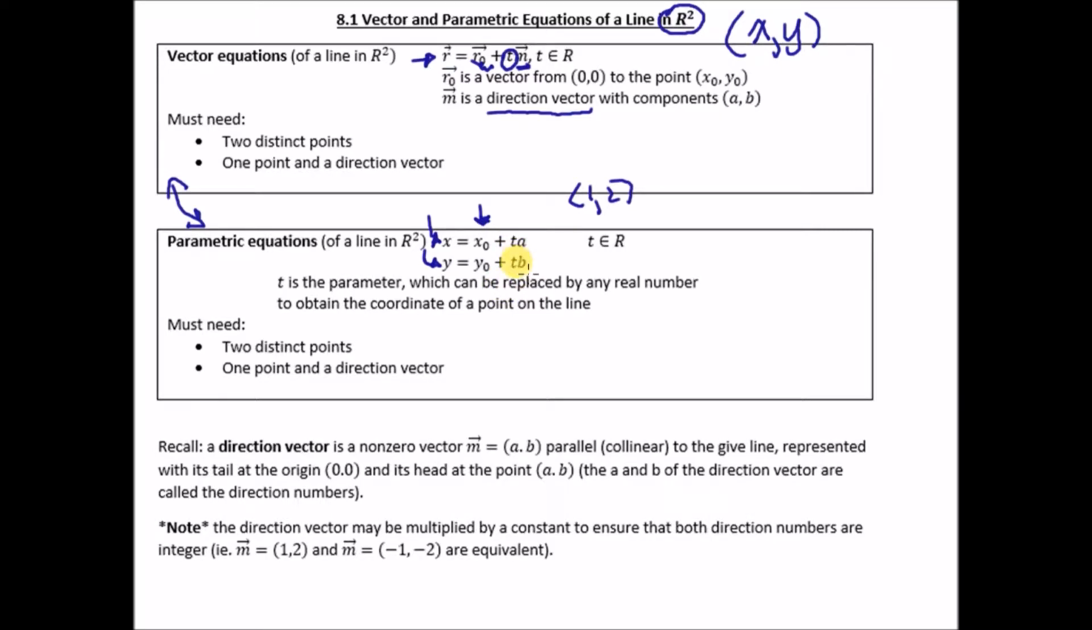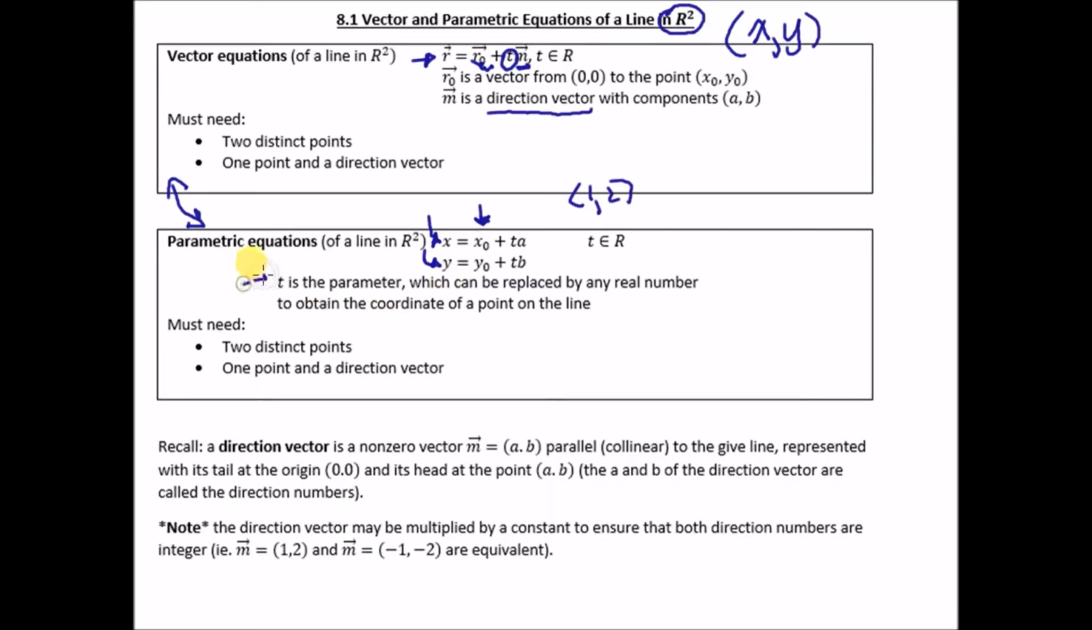And then we have a, b. So again, those are the components. a, b are just the components of the direction vector. So it's pretty much taking the vector equation and just splitting it up into everything that has to do with the x's and then everything that has to do with the y's.